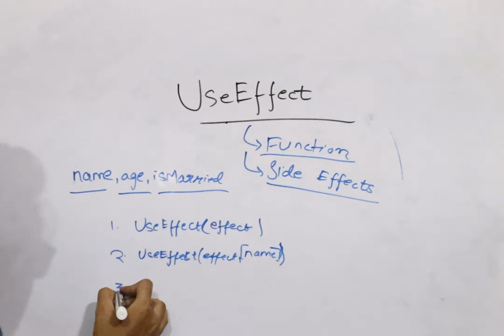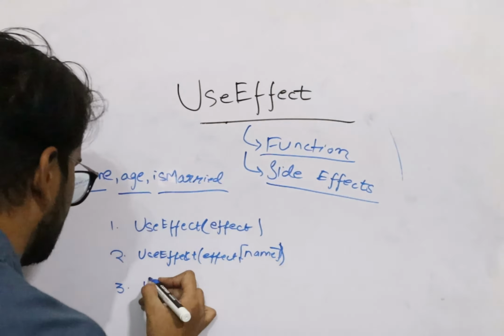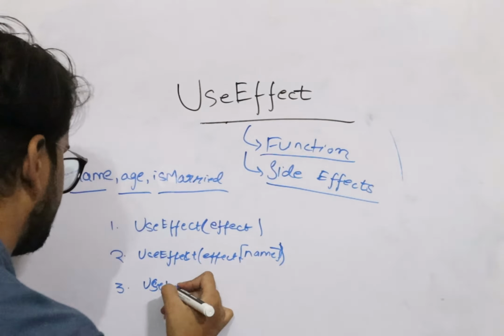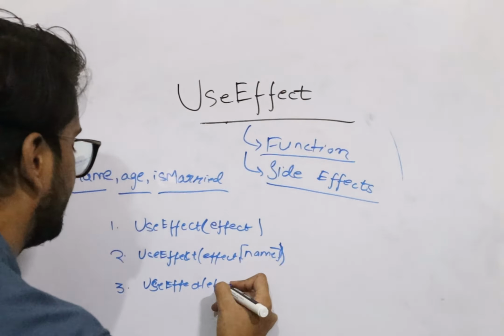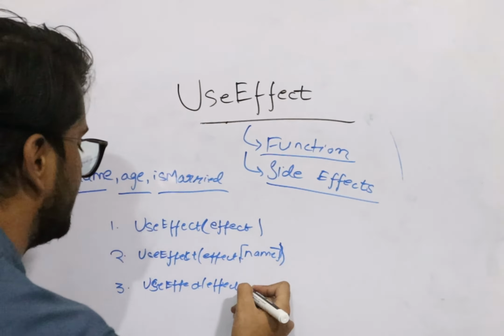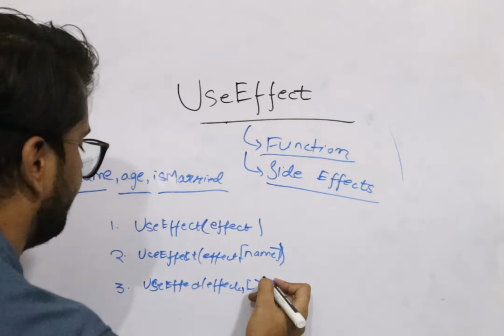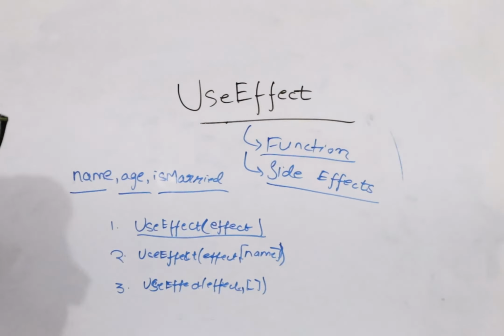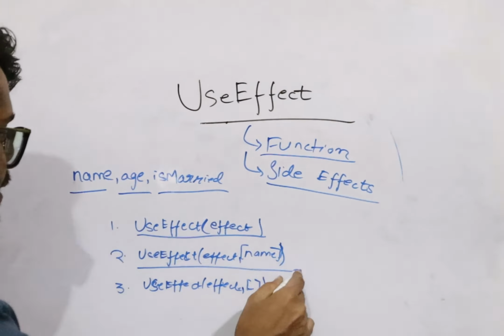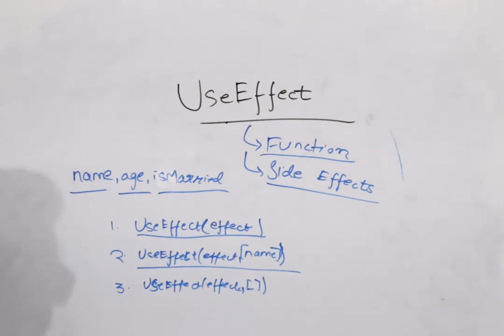We can also have a third case, which is useEffect having the effect and the dependency array is empty. The first case is when we have no dependency array. The second case is we have a dependency array with a name, and the third case is we have a dependency array with an empty value, I mean no value, 0.